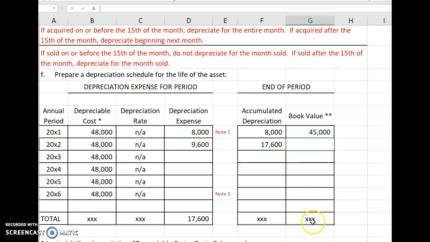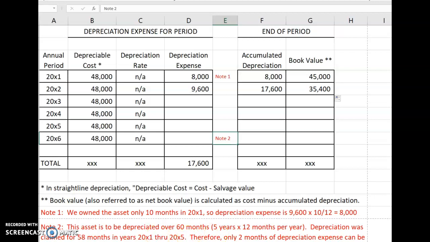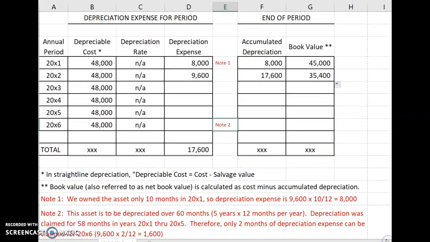Book value should get smaller because book value is $53,000 of cost minus the accumulated depreciation at the end of that year. So at the end of year 2, X2, accumulated depreciation is $17,600 and book value is $35,400. Go ahead and finish the schedule. I've given you a little note for caution in 20X6. Read the note down below and make sure you get the correct amount of depreciation expense for 20X6.